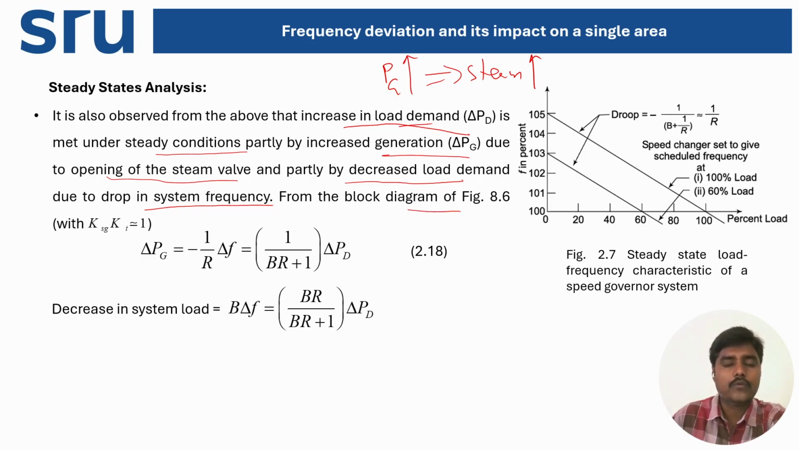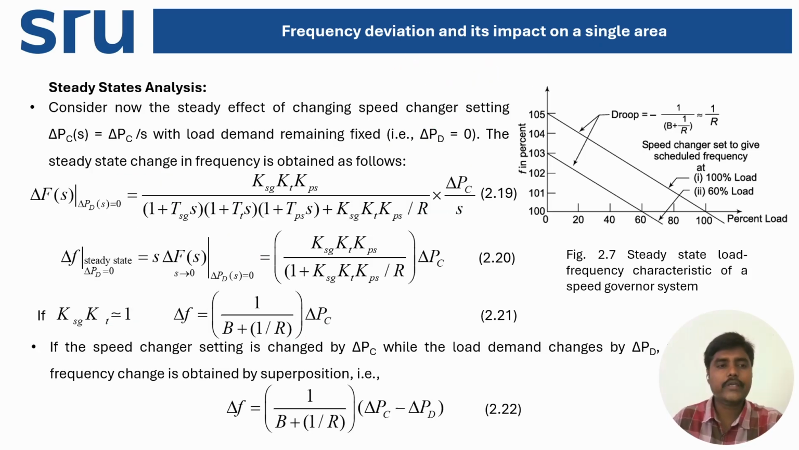From the block diagram, you can also express delta Pg is equal to minus 1 by R into delta F. Just now we derived the equation for delta F as minus 1 by B plus 1 by R. If you substitute that, minus into minus becomes plus, and the equation changes to 1 by BR plus 1 into delta Pd. Now the decrease in the system load is given as B into delta F, which becomes BR by BR plus 1 into delta Pd. This belongs to case 1.